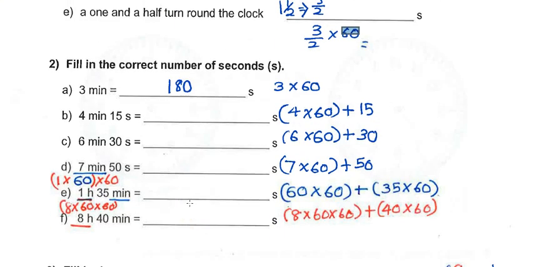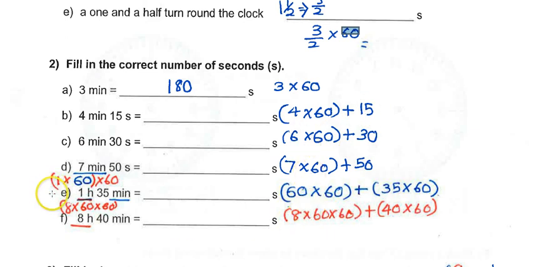Now over here, conversion of minutes into seconds, right? Just like the previous worksheet, what you can do here now is like this. 3 minutes into seconds, all you have to do is 3 times 60. 4 minutes 15 seconds is 4 times 60, then you add 15, and so on over here.